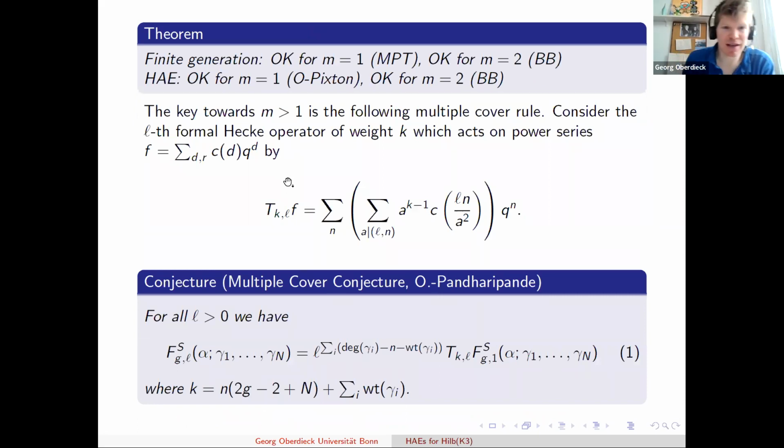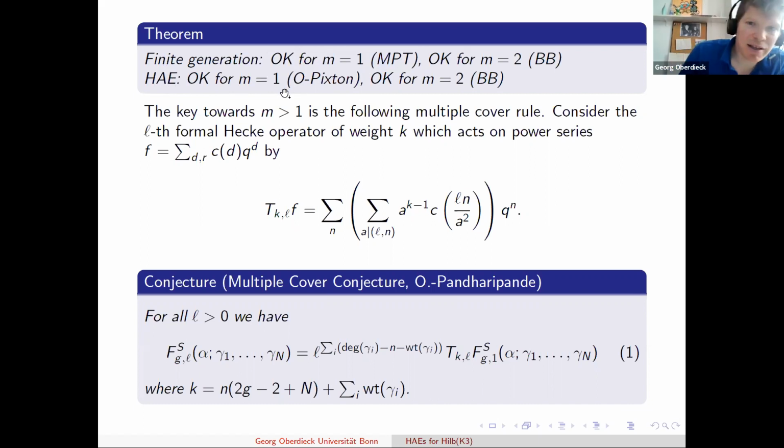So what is known in this case? The finite generation statement is known for m equals 1, which means degree 1 over the base, and the advantage here is that all the curve classes that you look at, mb plus df, are primitive. So this is essentially the case of primitive curve classes. This finite generation was proven by Maulik, Pandharipande, and Thomas, and the holomorphic anomaly equation was proven in my work with Aaron.